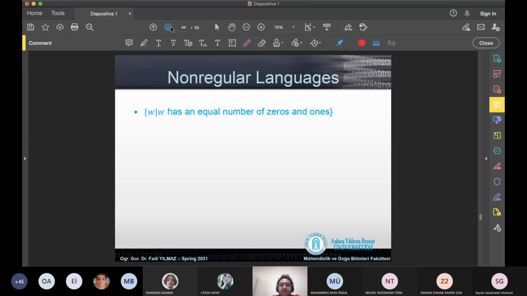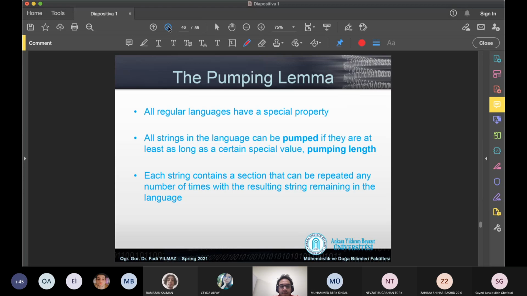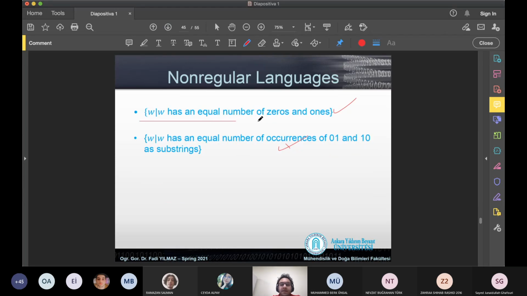Another example is w has an equal number of zeros and ones. Is this really an equal number of zeros? I think this is non-regular, but this is regular. Has an equal number of occurrences of 01 and 10. So this is regular. Oh, okay. So guys, this is a non-regular language because with an equal number of zeros and ones, we need to remember the number of zeros and ones, but this is different. There is an assignment about this: why this is non-regular. So this is a regular language. You can remember the number of zeros. Okay, guys.